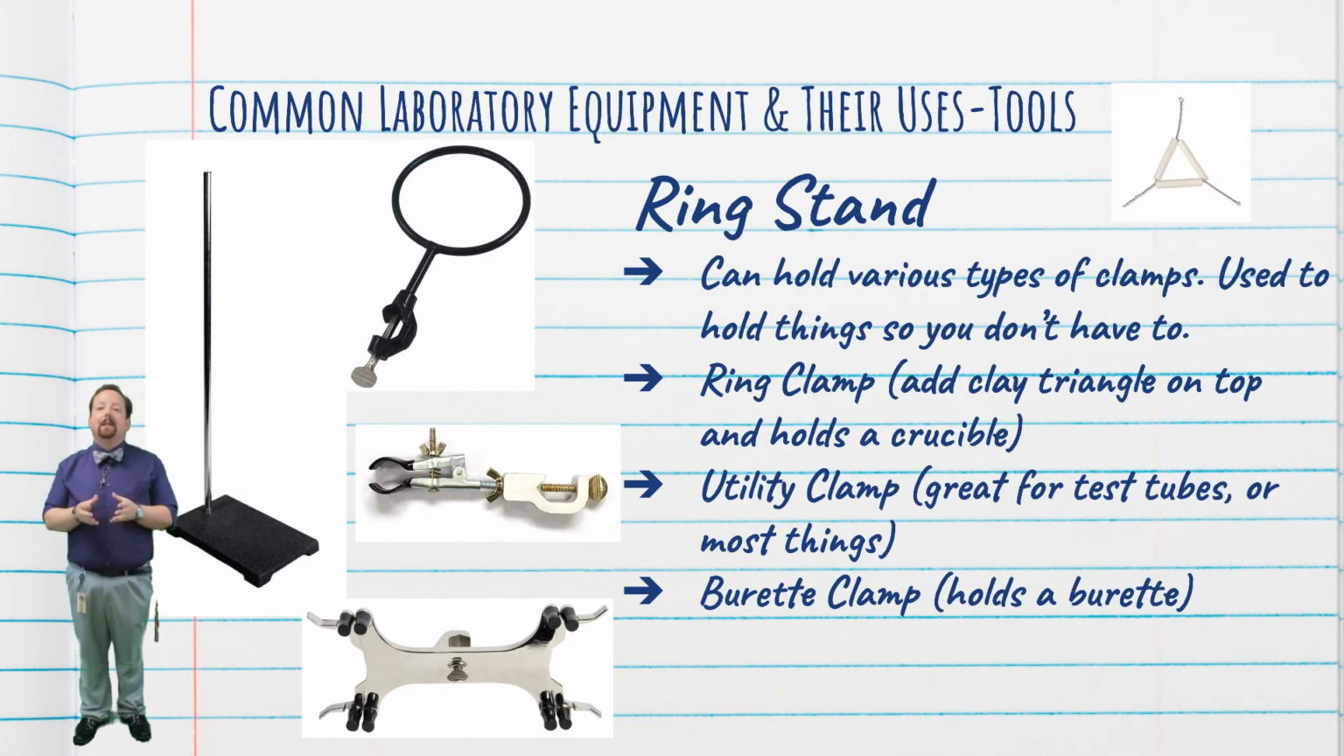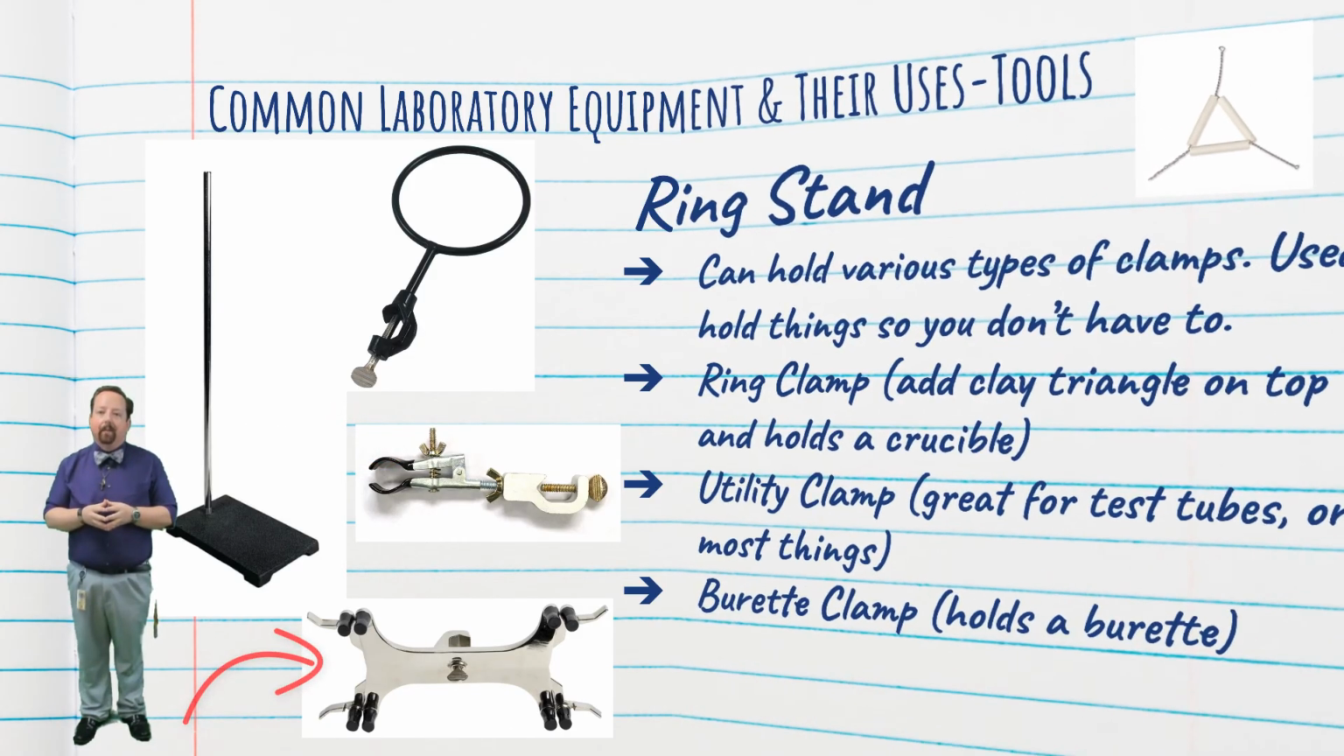And lastly, a ring stand, which can be used with several attachments, helps us hold our equipment in place so we can perform experiments safely. Ring clamps hold clay triangles or pieces of wire gauze, which you use to hold crucibles over a fire. Utility clamps are great for holding just about anything, but especially for test tubes. And burette clamps are used specifically to hold a burette.